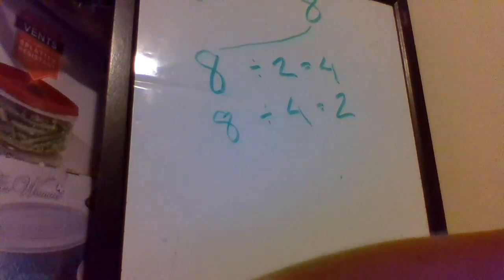Alright, so let's look at another one. Okay, so if somebody gives you something like this, 4 times 0 is what? 4 times 0 is, if you said 4, I don't want to hear it. 4 times 0 is 0.